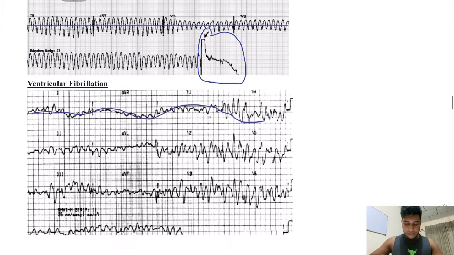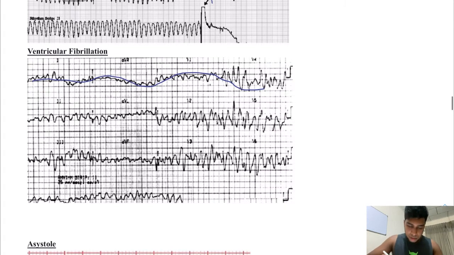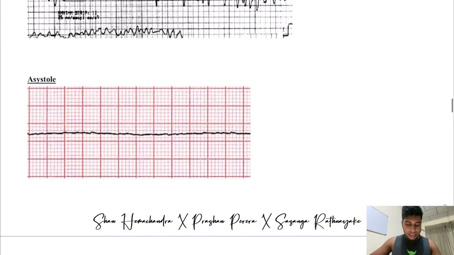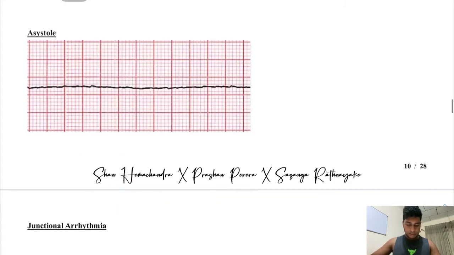Okay, next we have ventricular fibrillation, and this is a very dangerous condition. You can see the wave, because ventricular fibrillation can easily lead to asystole, where you get the flat line. Look at this wave. It's going up and down. Okay, this is ventricular fibrillation. Asystole is basically a flat line.